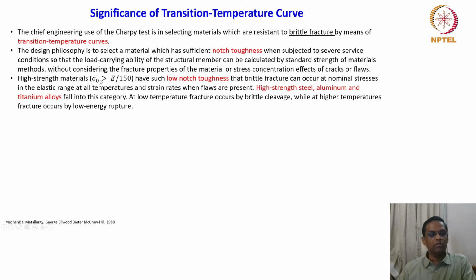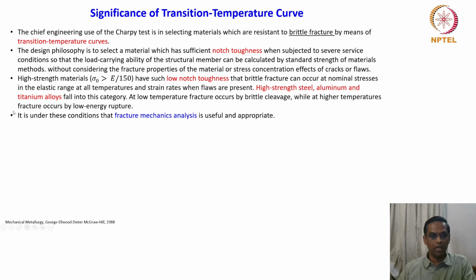High strength materials, for which sigma naught is greater than E by 150, have such low notch toughness that brittle fracture can occur at nominal stresses in the elastic range at all temperatures and strain rates when flaws are present. High strength steel, aluminium, and titanium alloys fall into this category. At low temperature, fracture occurs by brittle cleavage, while at high temperatures, fracture occurs by low energy rupture. It is under these conditions that fracture mechanics analysis is useful and appropriate.